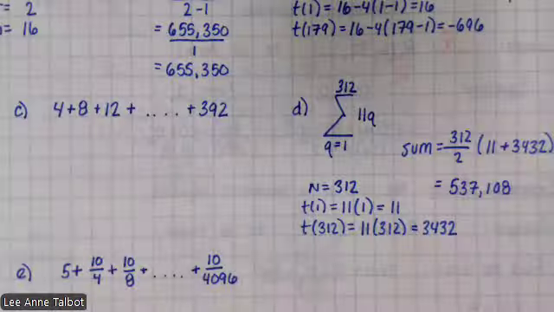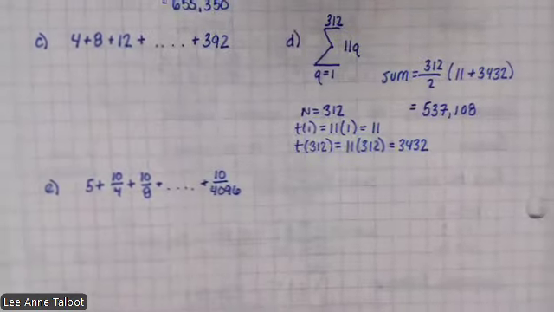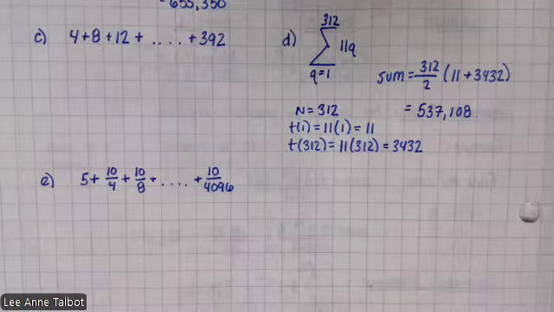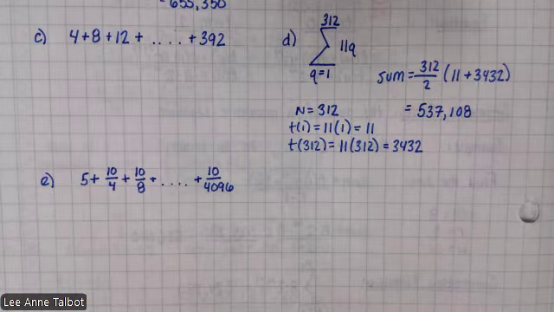Do you guys have that situation under control, or do you need a house call? I got 537,108. Did anyone else get 537,108? Okay, good. Early in the morning, I have to second guess myself.